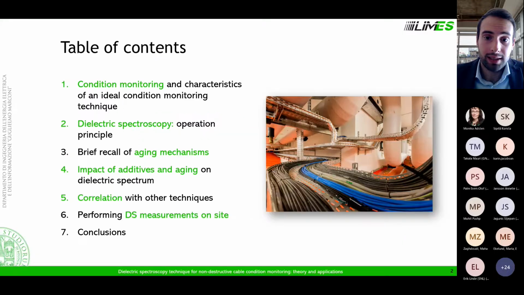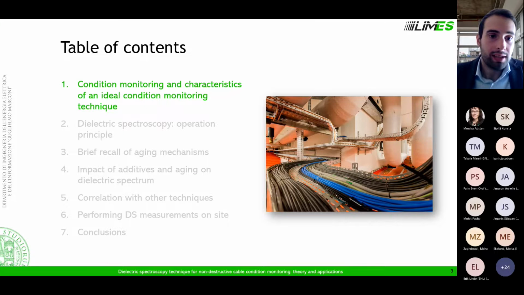This is the table of contents of my presentation. I will start with the importance of condition monitoring and the characteristics of the ideal condition monitoring technique. Then I will move on with the operation principle of dielectric spectroscopy and how the additives and aging can impact the dielectric spectra after a brief recalling of the aging mechanisms. Then I will conclude with the correlation of the dielectric spectroscopy measurement with other state-of-the-art techniques, such as elongation at break. And then I will describe how to perform the dielectric spectroscopy measurements on site.